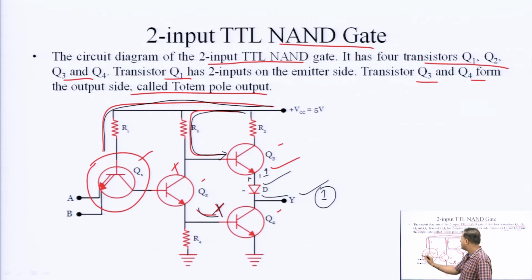When both are 0, then what will happen? This current will go to that side, but current will not come to Q2 and Q4, they are off, but Q3 will be on. So, its current will make this diode, which is already in forward bias condition, turn on. The diode will act as a closed switch, as a result Y will be 1. Okay.